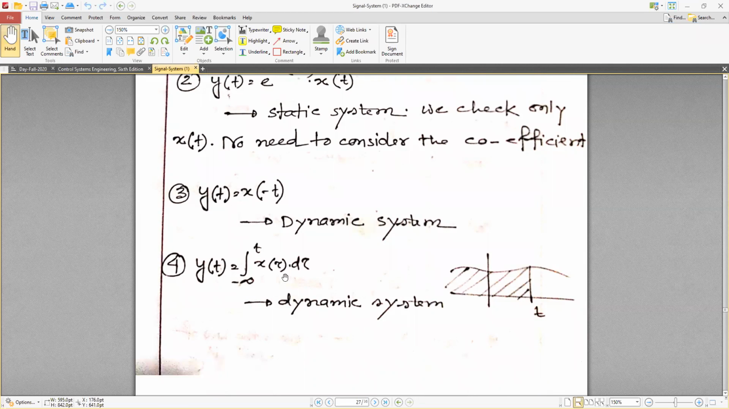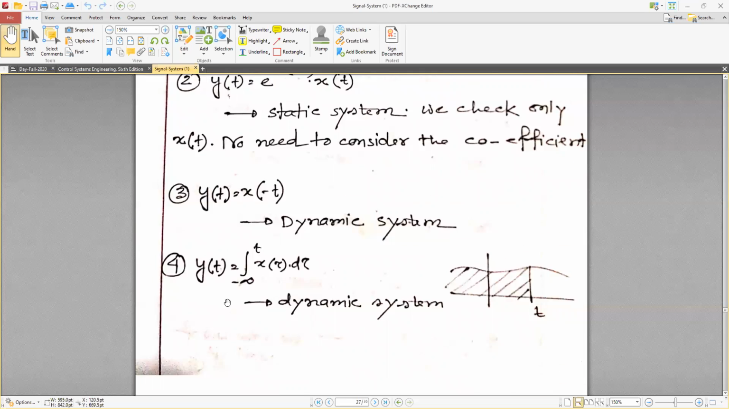And if we consider this one, it is also a dynamic system because it will change the value, because the range is minus infinity to t. So it is not a fixed value. Since it is integration, any value here would go to the y of t.